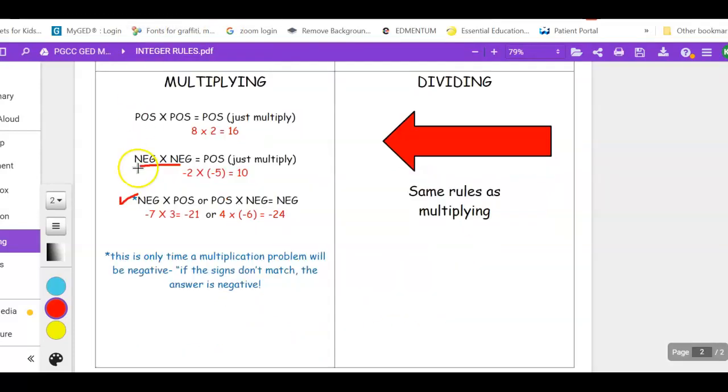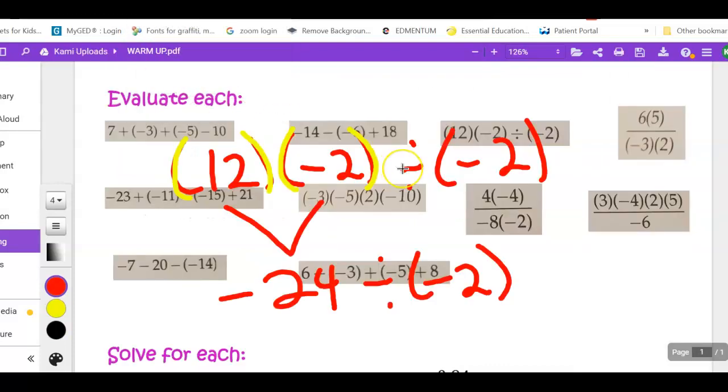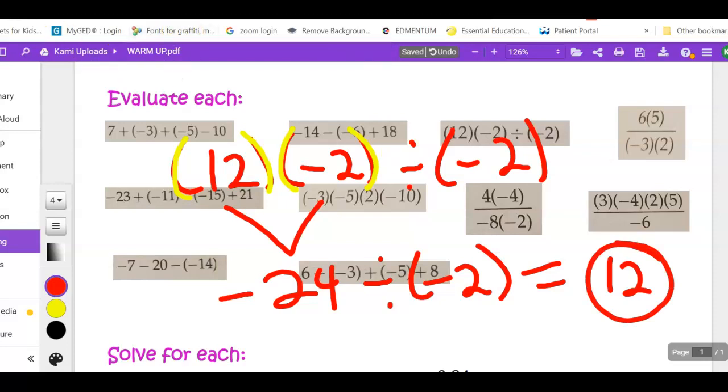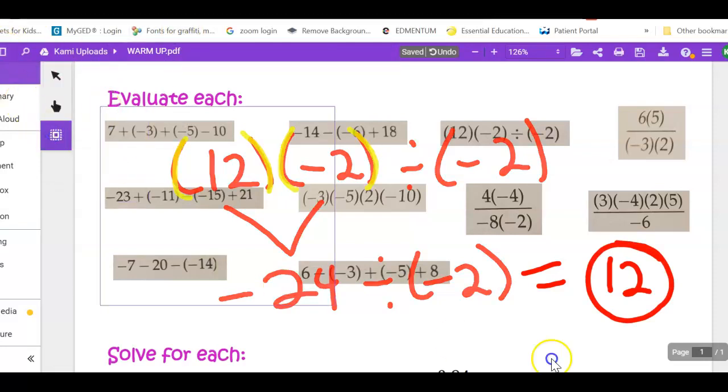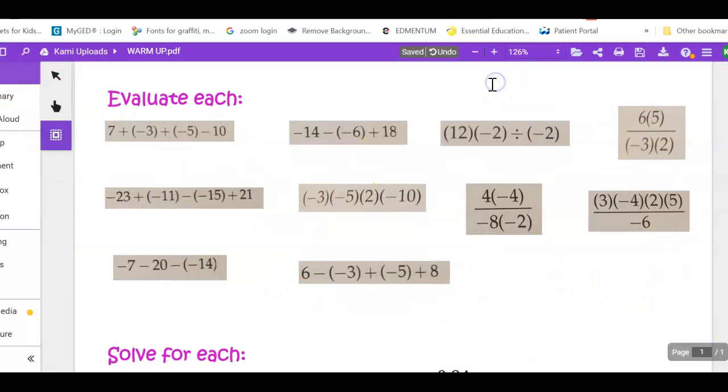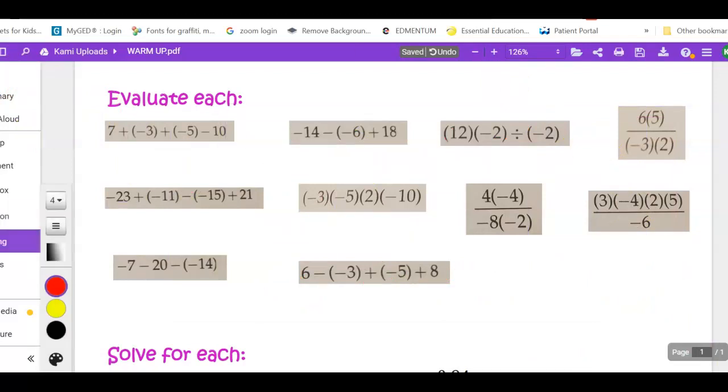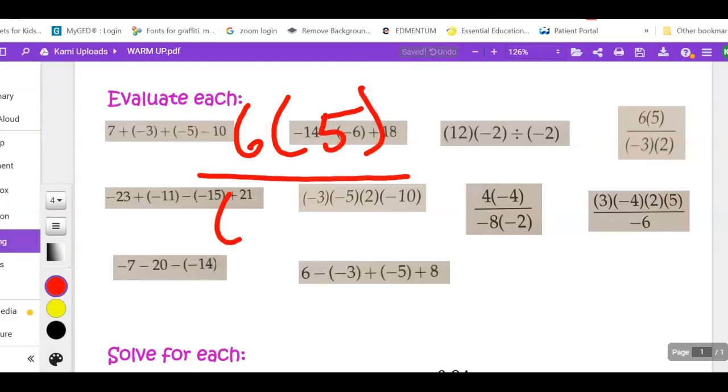Go back, take a look. Negative divided by a negative, your answer will be positive. So 24 divided by 2, that's going to give me 12. And remember, a negative divided by a negative, answer is going to be positive. So that one, our answer is positive 12. Moving on to the next, take a look at what we have. This time I have, rewrite it over here, 6 times 5 divided by negative 3 times 2.